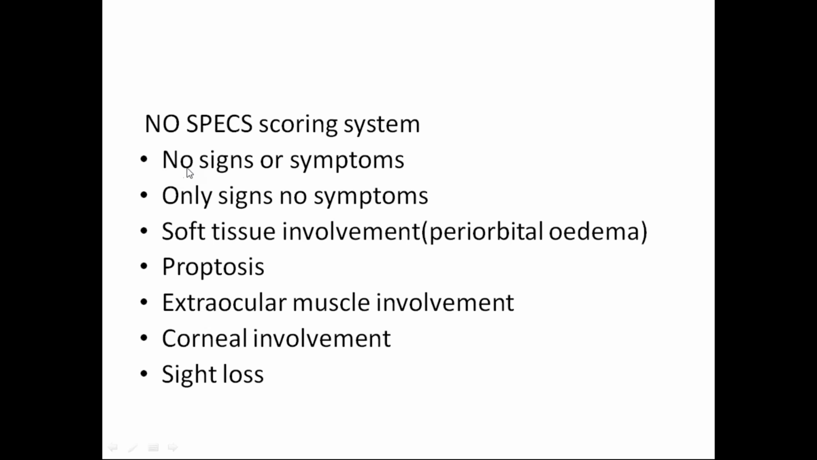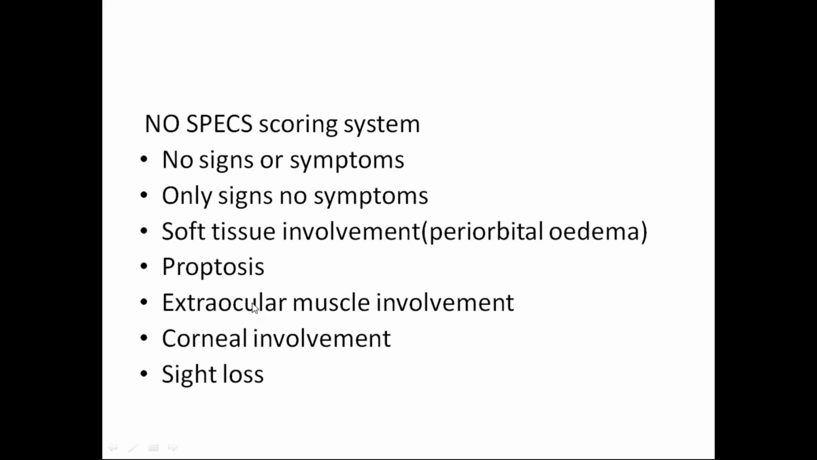For the N, there are no signs or symptoms. The eye manifestations have not started. Whereas later, only signs, no symptoms. The patient is not able to appreciate the symptoms, but if the patient presents at that stage, we are able to see. Later, there will be soft tissue involvement causing periorbital edema. Later, proptosis. P, E for extraocular muscle involvement.